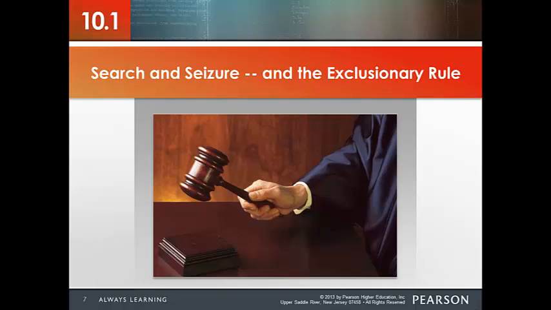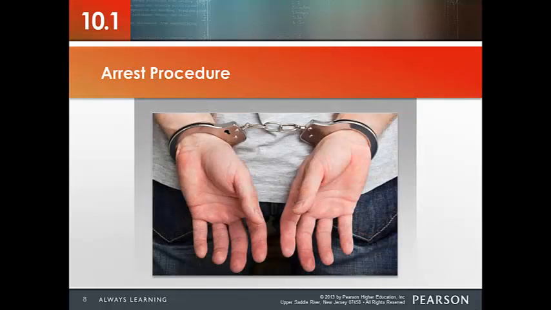The exclusionary rule applies to all persons within the United States, regardless of whether they are citizens, immigrants, either legal or illegal, or visitors. Let's take a look at the issue of arrest. The general rule is that to make an arrest, the police must obtain an arrest warrant. However, if an officer has probable cause to believe that a crime has been committed and there is no time to obtain a warrant, the officer may make a warrantless arrest. An officer may also make a warrantless arrest of persons who commit a crime in the officer's presence.